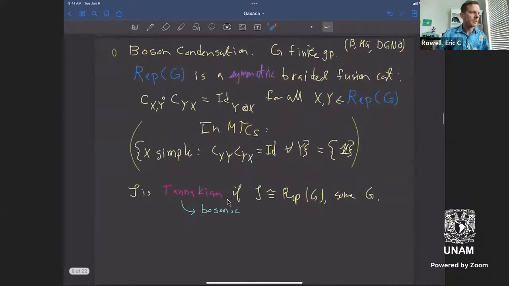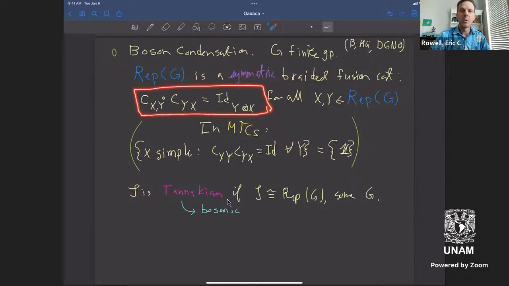So another construction that's kind of interesting and important is called boson condensation. And here, what we do is the following. If you have a finite group G, then its representation category forms a braided fusion category, definitely not modular, but rather it's symmetric, which is kind of the opposite of modular. Because look, in this case, if you double braid any pair of objects, you always get the identity. Okay. So that's a braided fusion category Rep G.